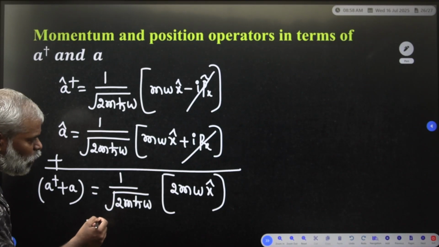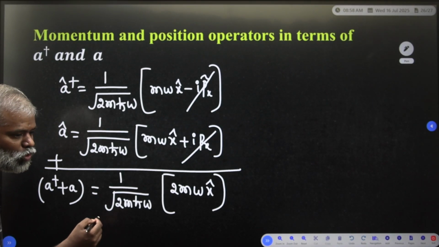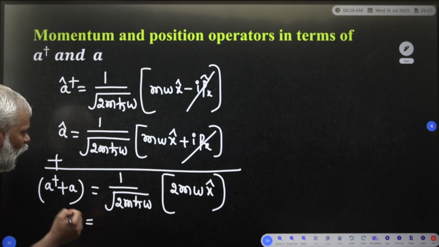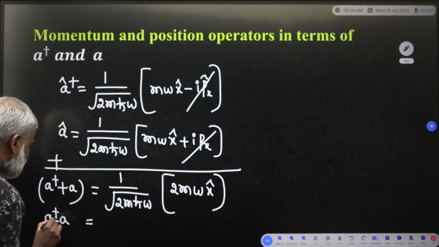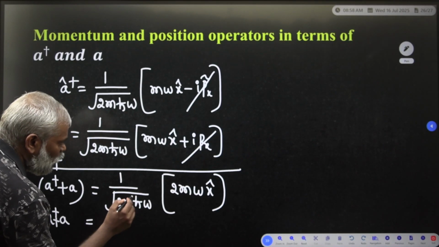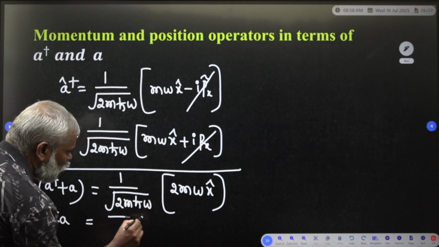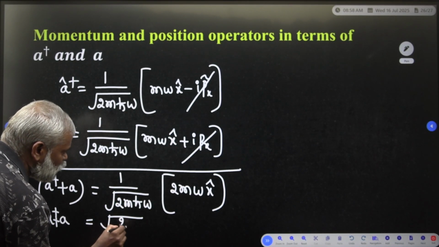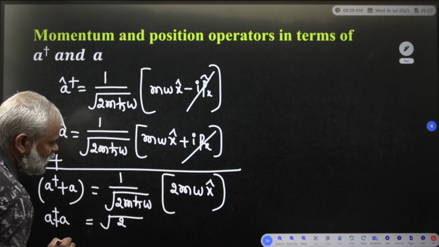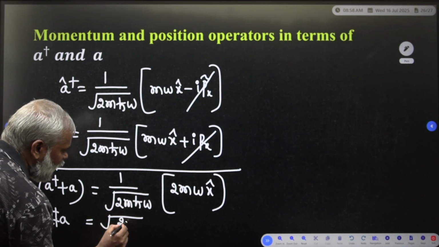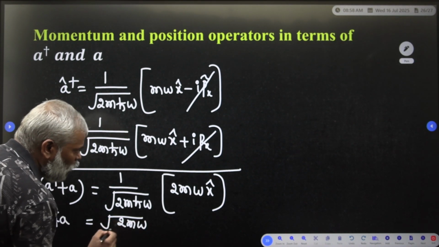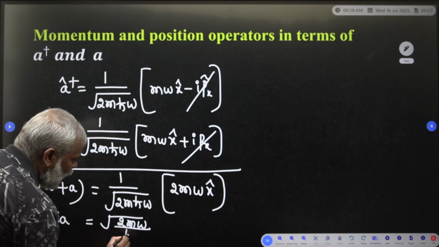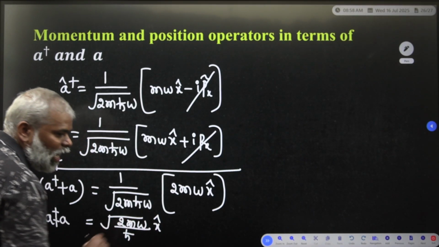Therefore, what we write is a dagger plus a is equal to square root of 2 m omega divided by h cut into x cap.